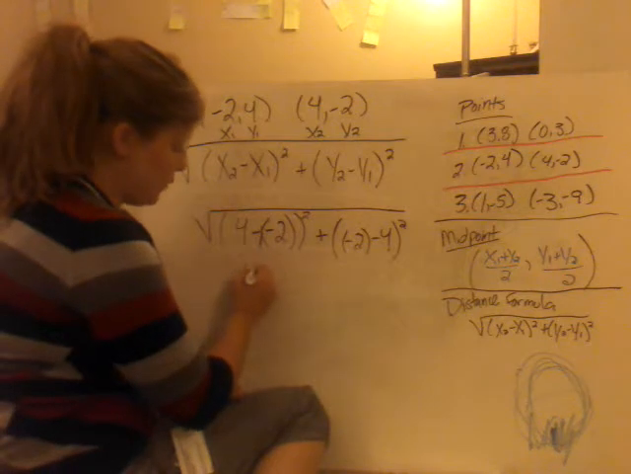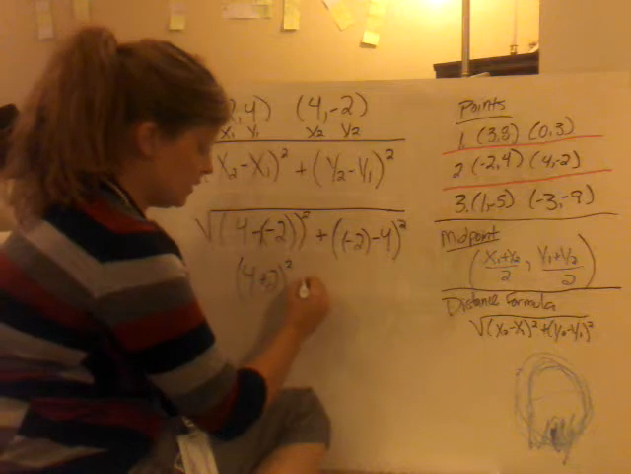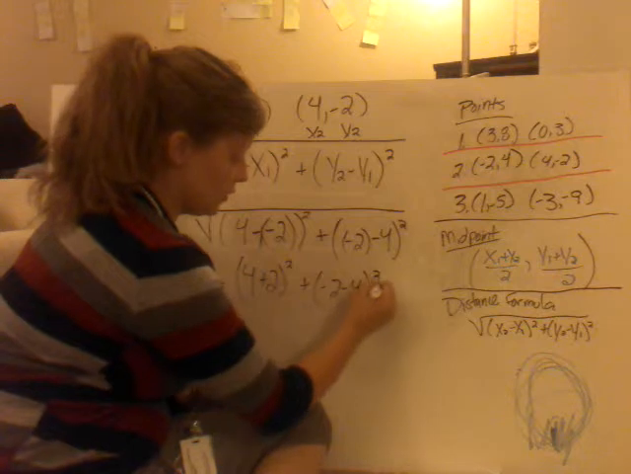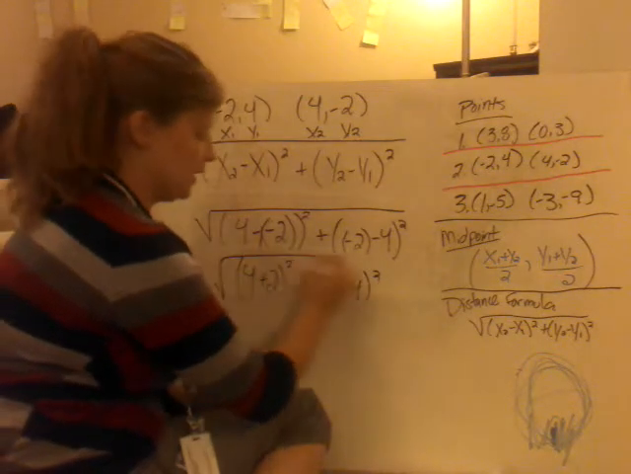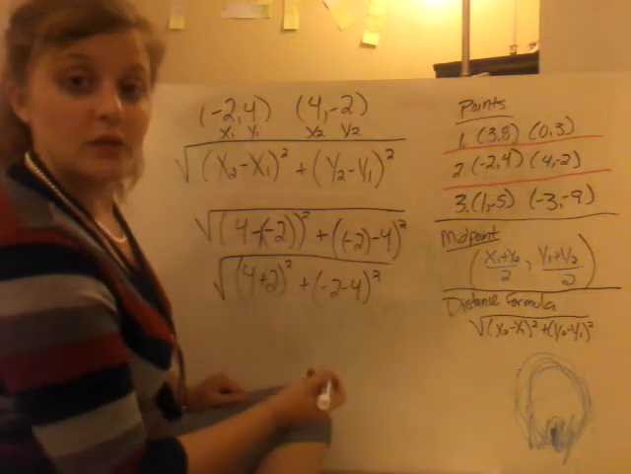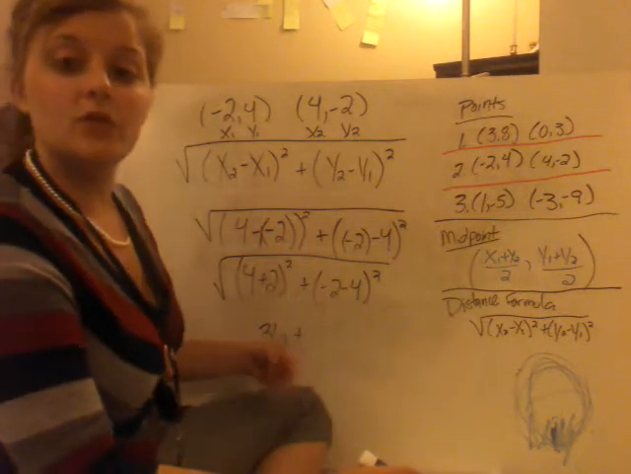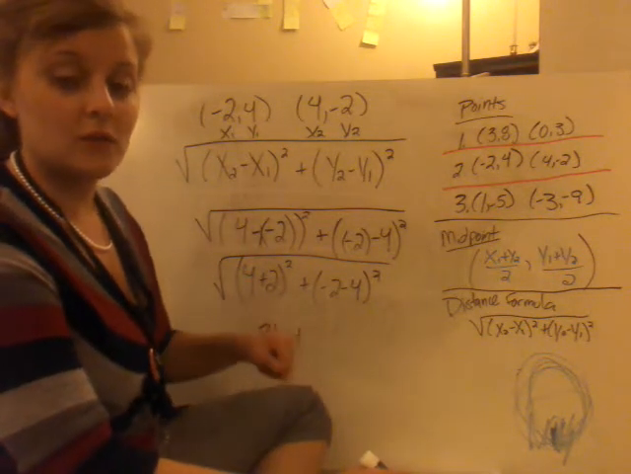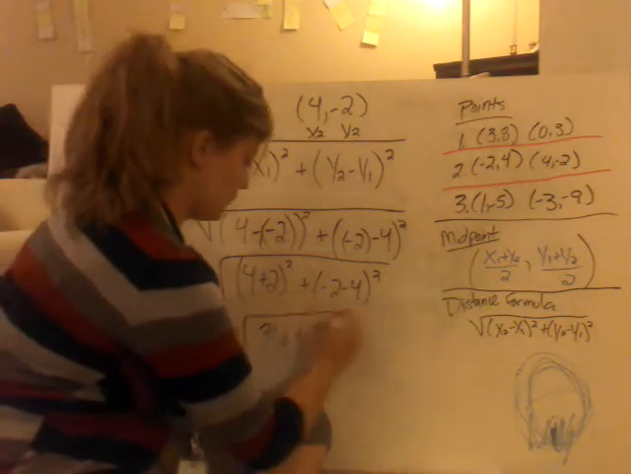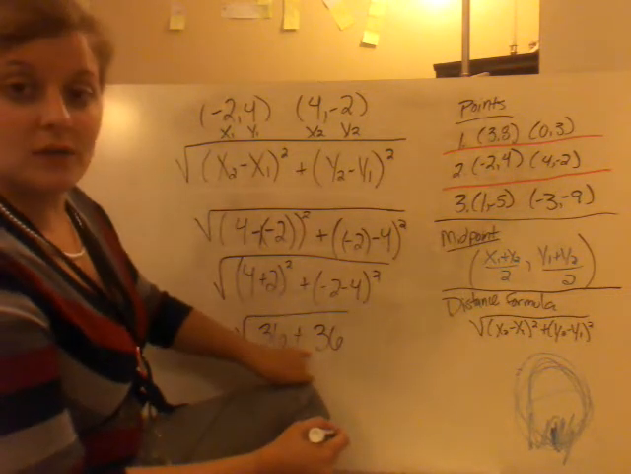So really I have 4 plus 2 squared plus negative 2 minus 4 squared. Still inside the square root sign. 4 plus 2 is 6. 6 squared is 36. Plus a negative 2 minus 4 is negative 6. If you square it, that's 36. Remember, a negative times a negative is a positive. So now I have 36 plus 36, which is 72.